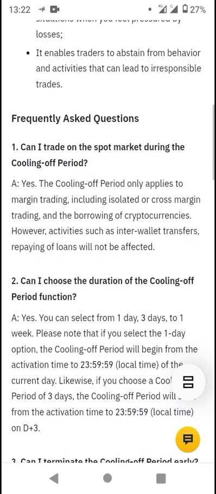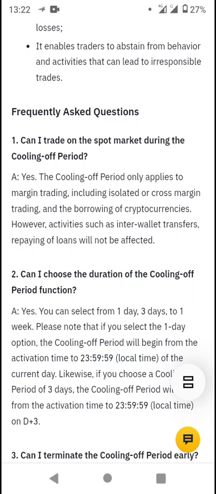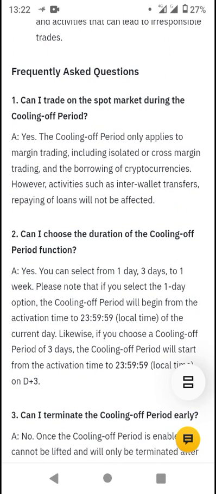Now, some of the frequently asked questions. Can I trade on the spot market during the cooling off period? Yes, the cooling off period only applies to margin trading, including isolated or cross-margin trading, and the borrowing of cryptocurrencies too. However, activities such as inter-wallet transfers and repaying of loans will not be affected.